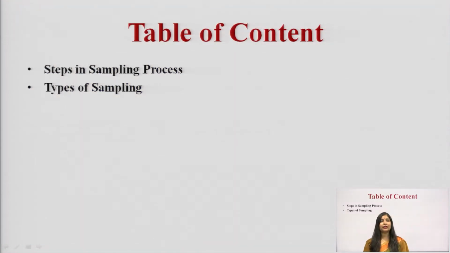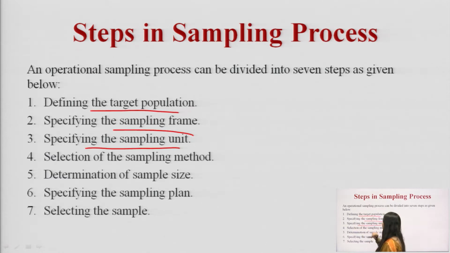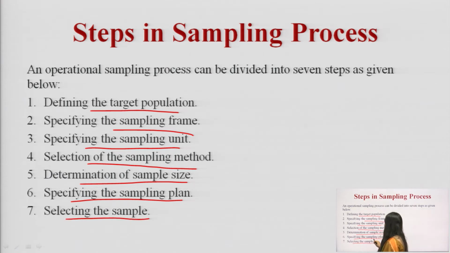So, basically for conducting sampling, there are proper steps to understand how we do sampling. The following steps: first, you should define the target population, specify the sampling frame, specify your sampling unit, select the sampling method, determine the sample size and specify the sampling plan, then select the sample. We are going to study all these steps one by one.